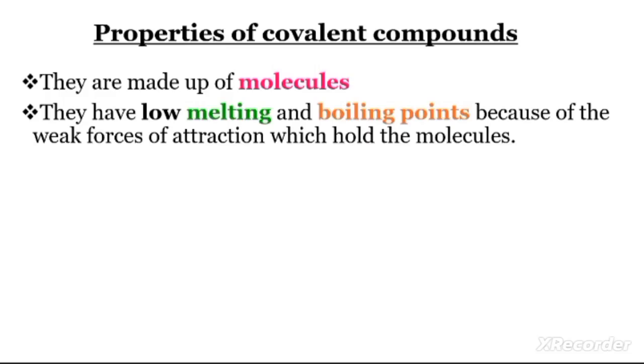They have low force of attraction because of the weak forces of attraction. So remember, when we were looking at the physical properties of ionic bonding, we said ionic compounds have high melting and boiling points due to strong force of attraction. But for covalent compounds, they have low melting and boiling points because they have weak force of attraction which hold the molecules. So for this reason, they have low melting and boiling point.